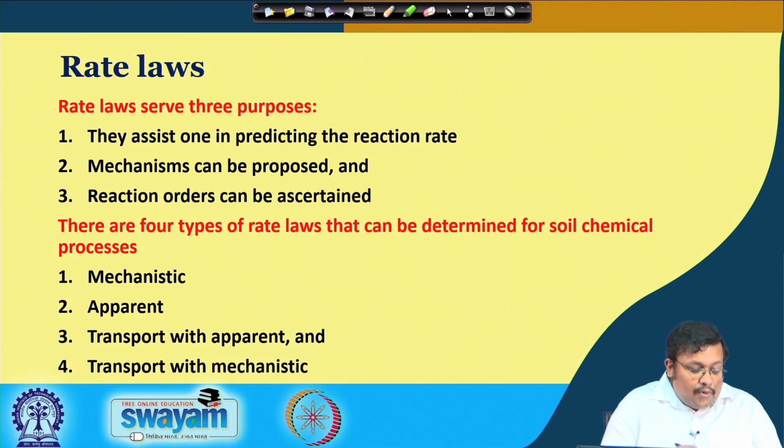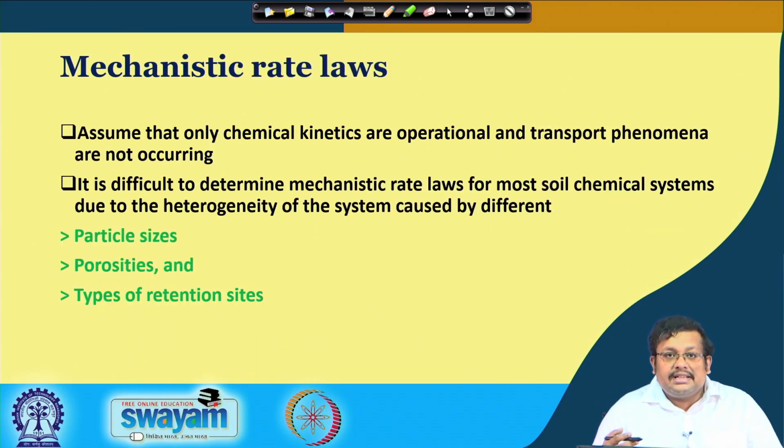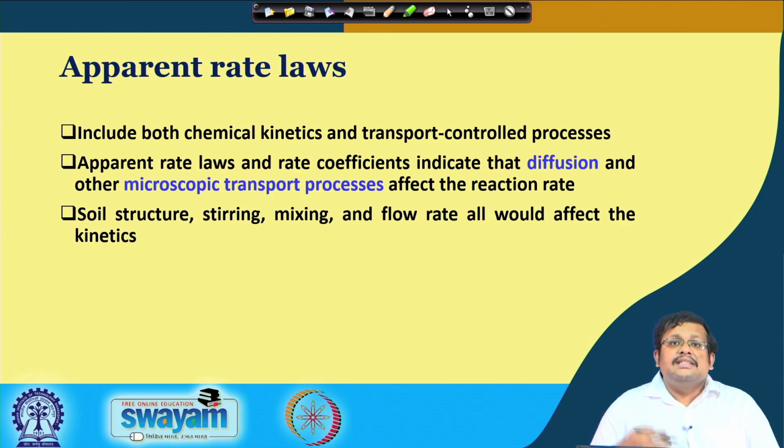Then we have talked about different types of rate laws. We have talked about these 4 different types of rate laws. One is the mechanistic rate law, then apparent rate law, then transport with apparent, and then transport with mechanistic. The mechanistic rate law assumes only chemical kinetics is operational and transport phenomena is not occurring, so it basically nullifies the transport phenomena. It is difficult to determine the mechanistic rate law in most soil chemical systems due to the heterogeneity of the system caused by different particle sizes, porosities and types of retention sites.